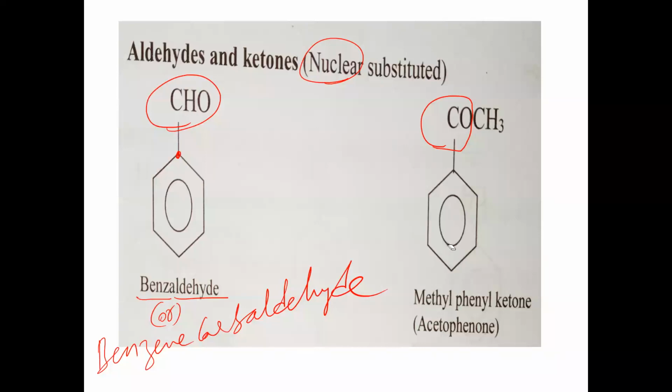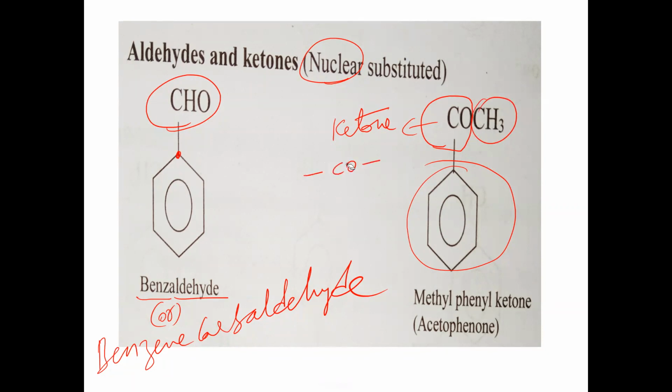And the next one, check it here. Here the benzene ring means phenyl. This ring is phenyl, and the C double bond O here is the ketone group. CH3 is methyl. So how do we write a ketone? On one side of the CO, there is a phenyl group, and on the other side, CH3 methyl. So commonly we say methyl phenyl ketone.